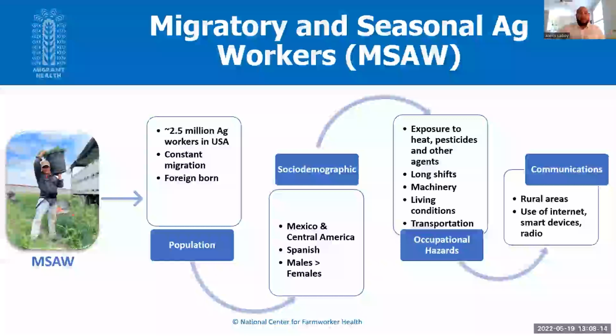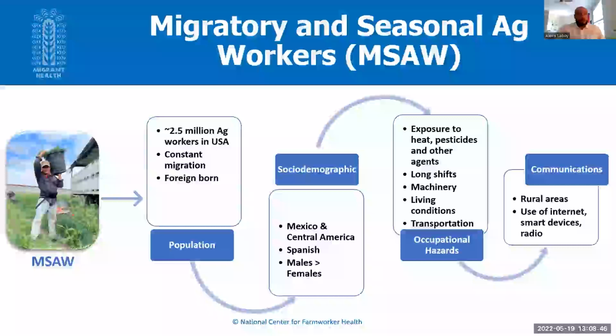So why are communications important with this population? Well, this population, as I mentioned, often lives in rural areas where they have less access to information or communication with health providers. So they often rely on the internet, the use of messaging apps like WhatsApp or Telegram. They use smartphones if they have them. Local radio stations are definitely one of the main communication channels that they use.